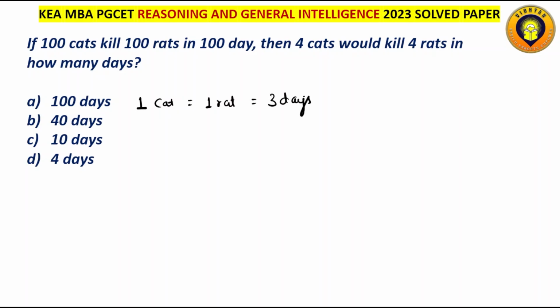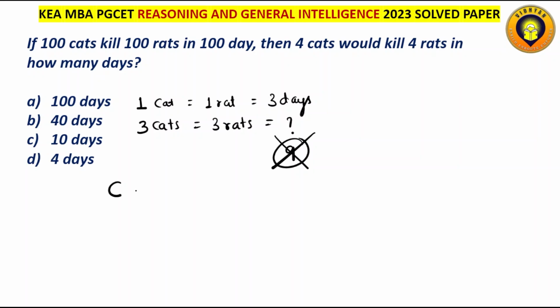If one cat can kill one rat in 3 days, now you tell me, 3 cats will take how many days to kill 3 rats? Tell me, 3 cats will take how many days to kill 3 rats? Now, if your answer is 9 days, then it is wrong. Now, listen carefully. Let us understand this concept clearly here.